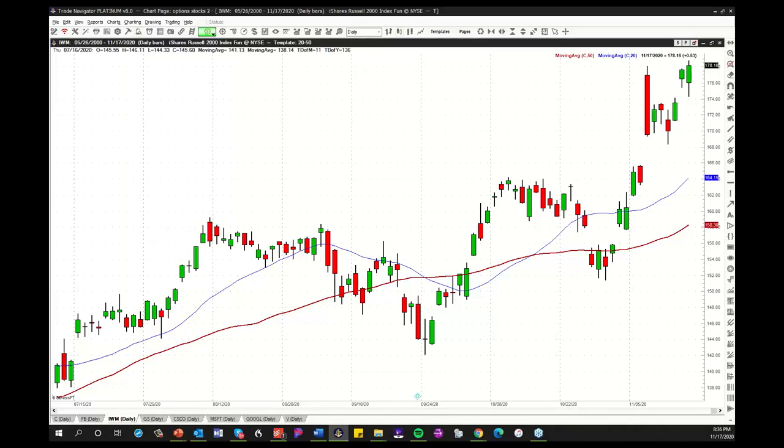Okay, the Russell. This is the IWM. All trends are up. And interestingly, you can see why this is one of my favorite strategies. See this old resistance area? Market closed above it, look what became support. Isn't this a great strategy to know?